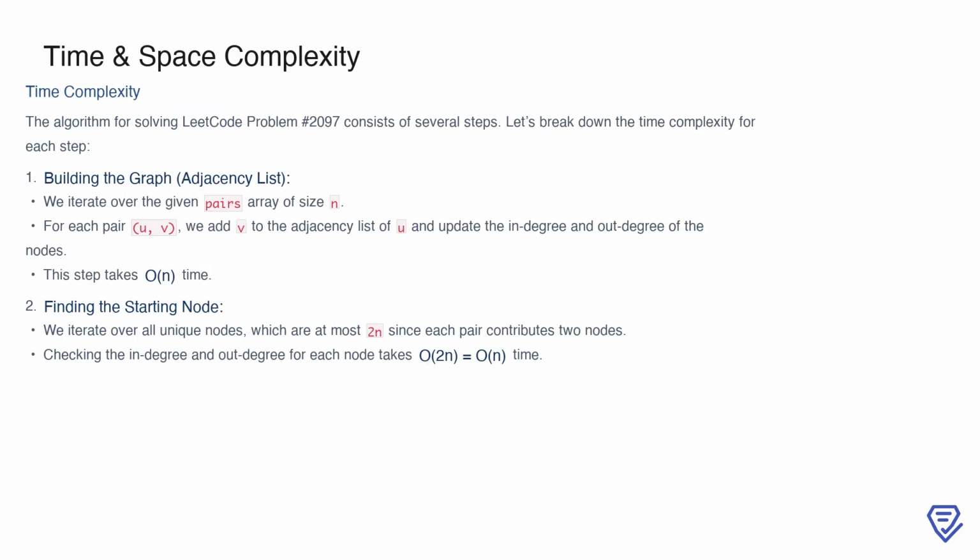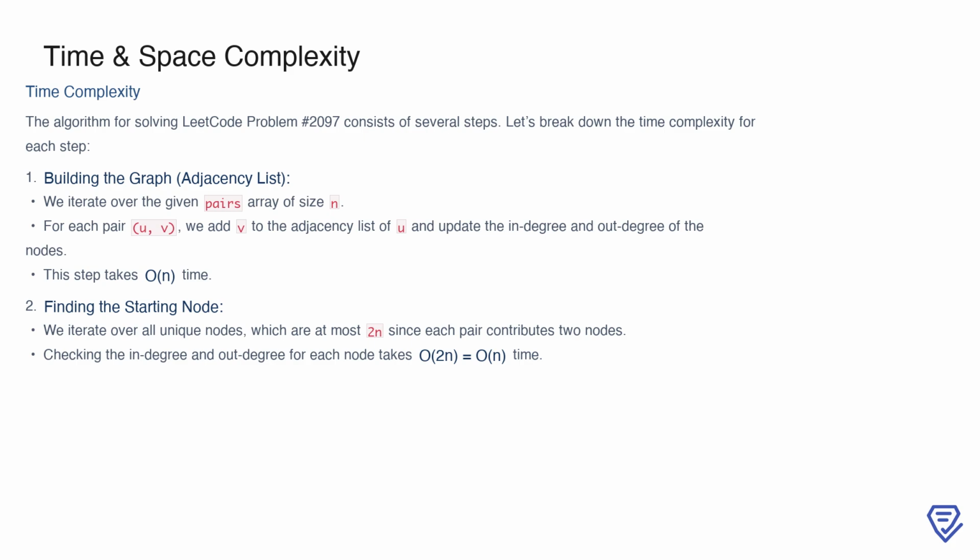To understand the time complexity of this problem, let's break it down step by step. First, when building the graph, we iterate through the pairs array, which contains n pairs. For each pair u, v, we add v to the adjacency list of u and update the in degree and out degree for the nodes. Since this involves a single pass through the pairs array, this step takes O(n) time.